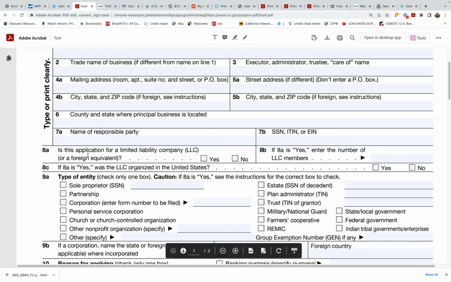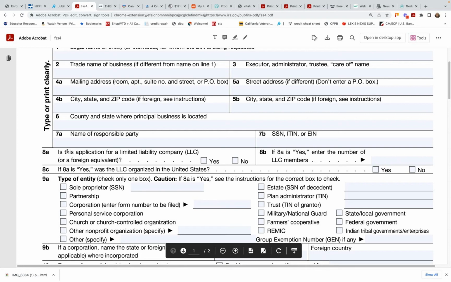All right, let's go to 8A. It's going to ask you, is this an LLC or a foreign equivalent? Majority of the time, it is just an LLC. If you have a foreign business, then you would put yes. Remember back up here, I said in 7A and 7B, it can be an EIN. So if it's a business, then you would put yes. If it's a foreign business, you could also put yes. And yes, people who have foreign businesses can get EINs. I'm going to tell you what they have to do to get it as we go further down on this form.